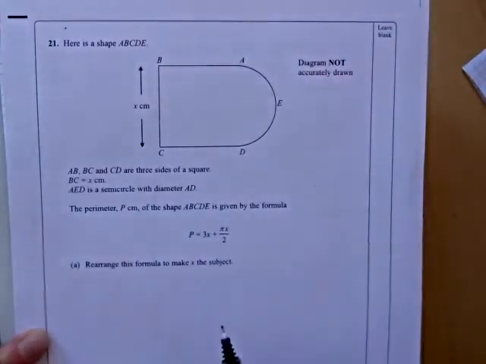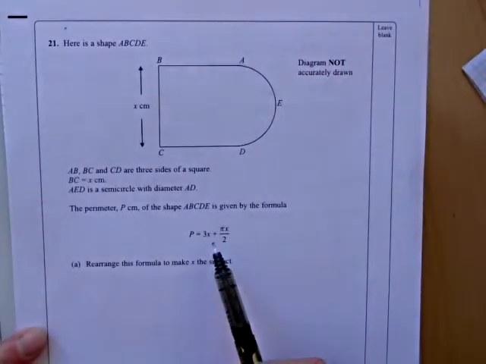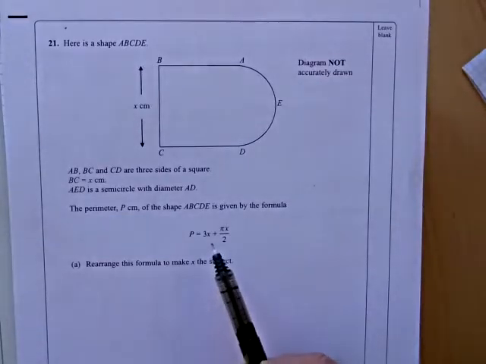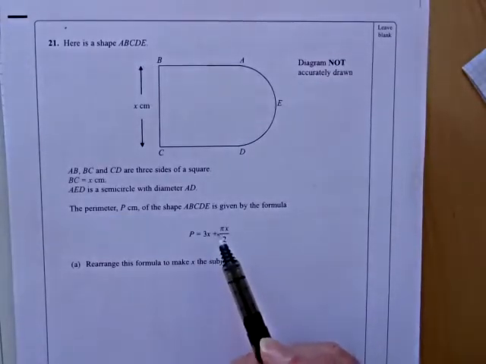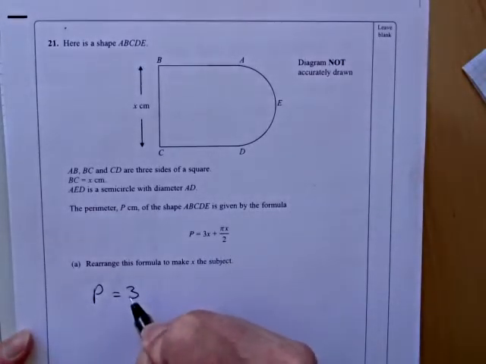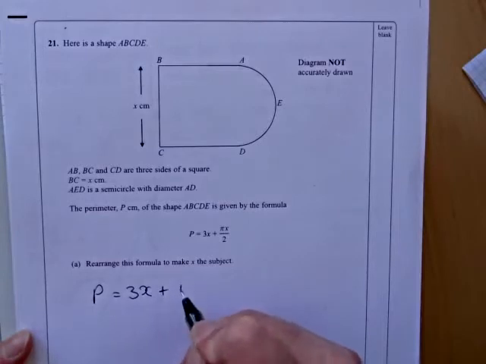So the first part of this question requires me to make x the subject, and the second part, which is on another page, simply says find the area in terms of x squared. So we'll do both of them. So in making x the subject, I want this a bit larger, so it's nice and easy to see.